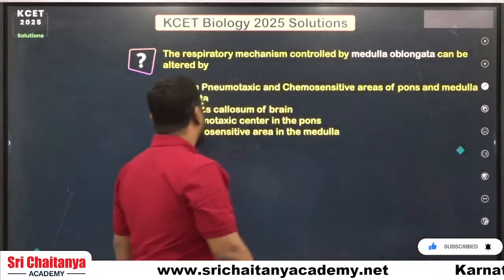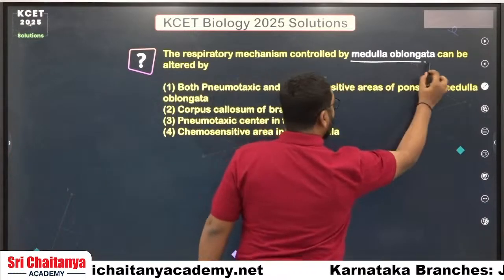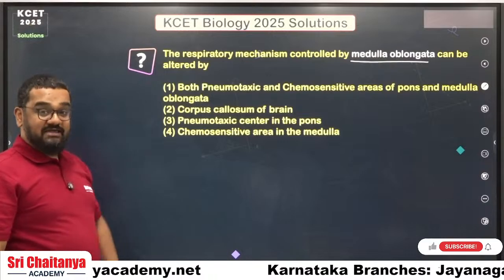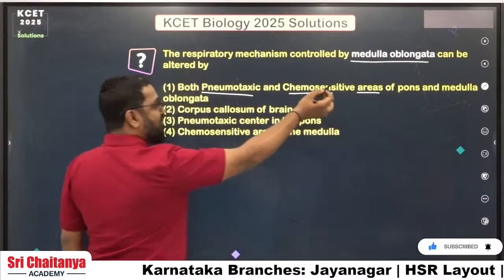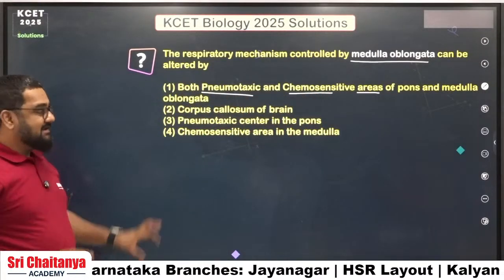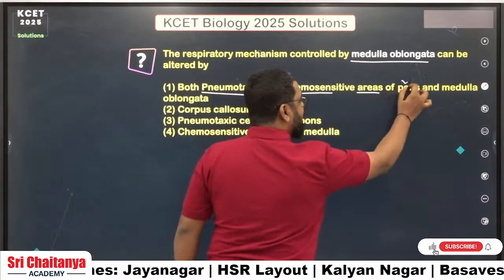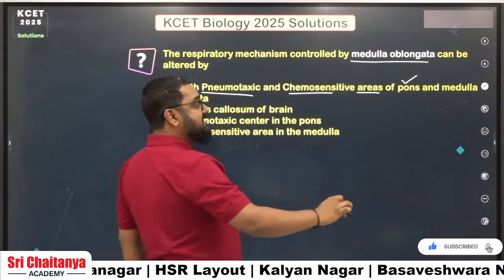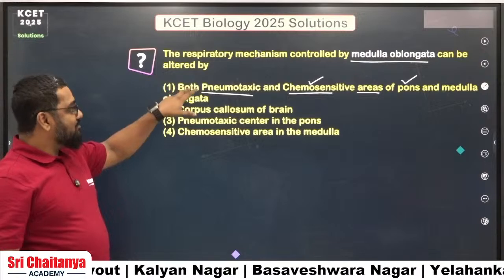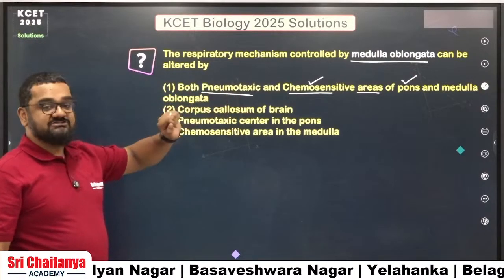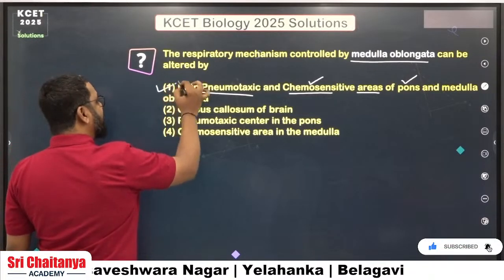Moving ahead, the respiratory mechanism controlled by medulla oblongata can be altered by, who can alter that? They are saying both pneumotaxic and chemosensitive areas of pons and medulla oblongata. Here, this is a little confusing, but you have to understand the fact that the pneumotaxic center is present in pons, right? The respiratory system along with the chemosensitive areas is present in the medulla oblongata. Together, both the pneumotaxic center of pons and chemosensitive areas of medulla can control the respiratory mechanism. So that will give us option 1.